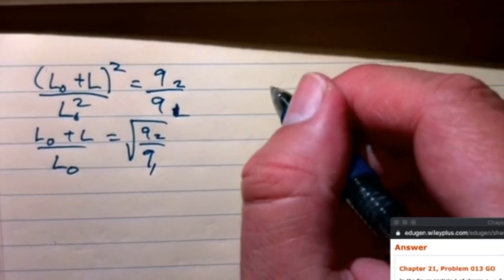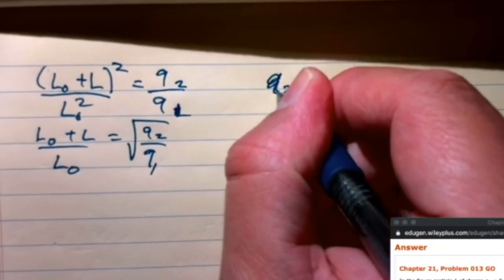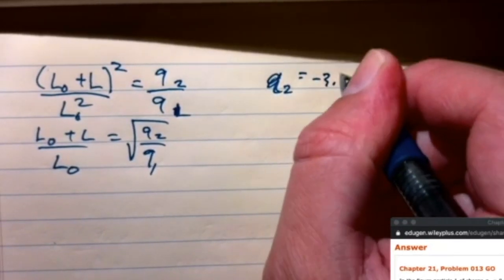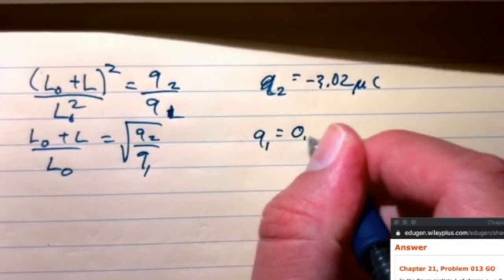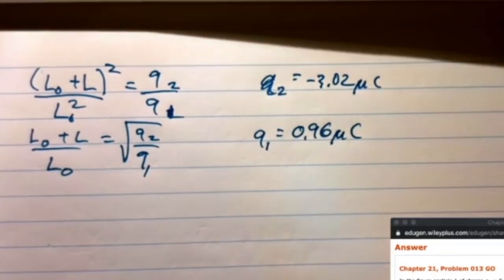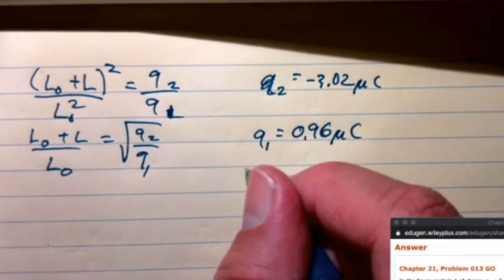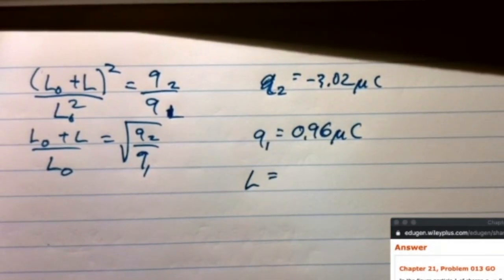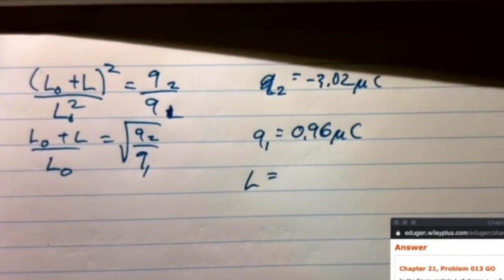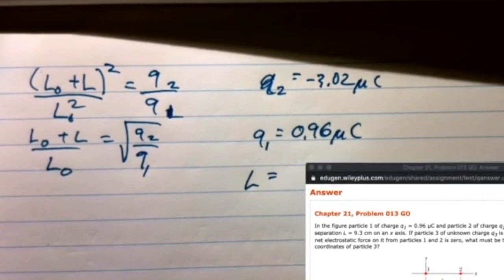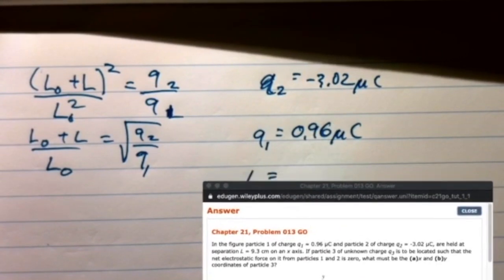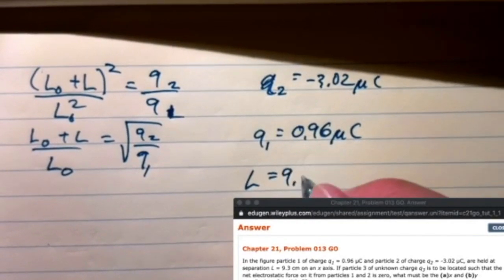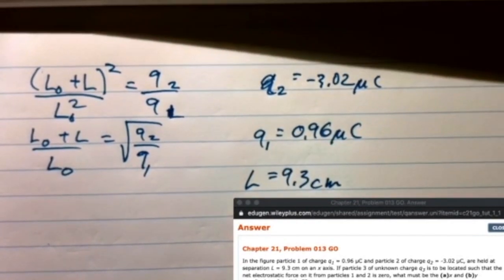Okay. So, Q2 is going to equal minus 3.02 microcoulombs. That's what we said way back here at the beginning. And Q1 is going to equal 0.96 microcoulombs. Alright, so I'm going to put that in here. And then L, in my problem, what do we say L was? Look, here we go. There's our problem. So they are separated by 0.93 centimeters.